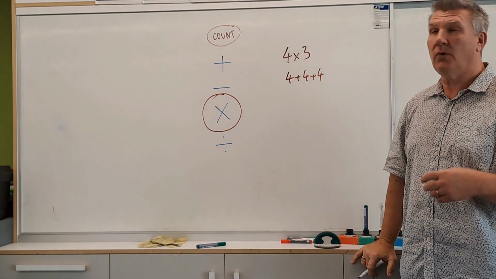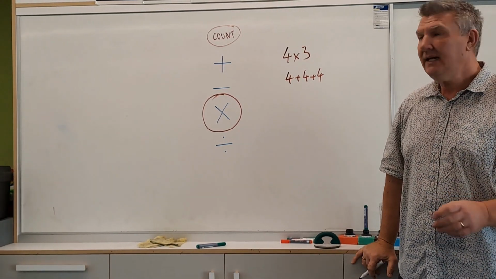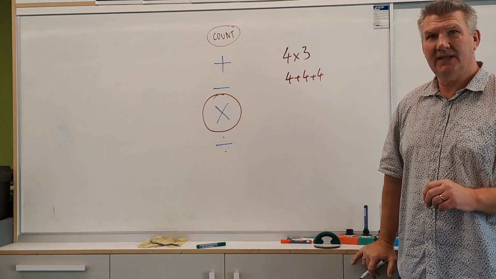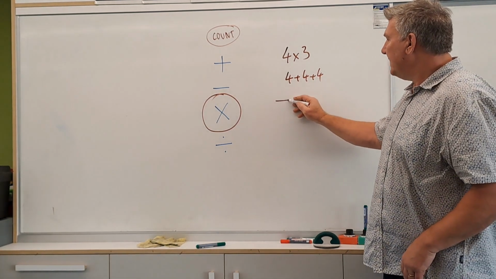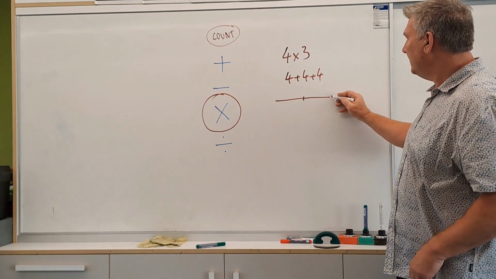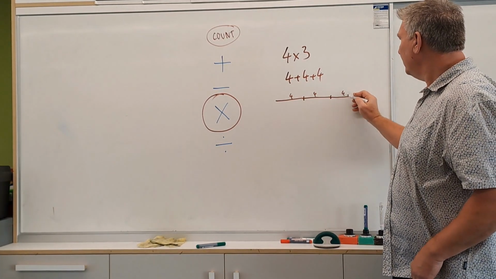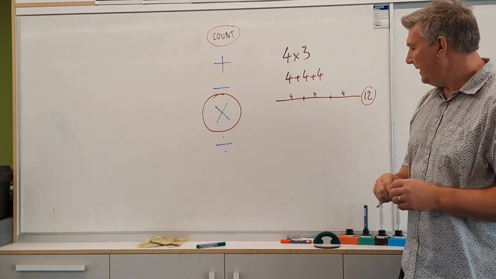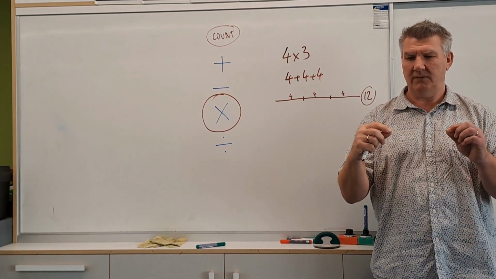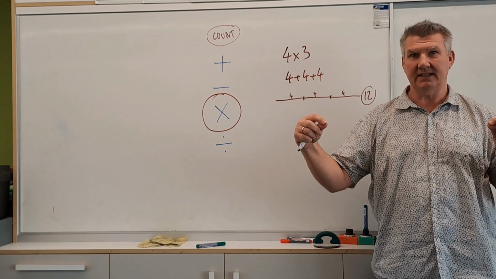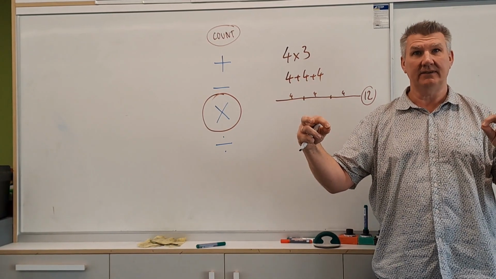3 lots of 4, or 4 lots of 3. So 4 plus 4 plus 4. There is absolutely nothing wrong with this idea at all. But we need to be clear that what we've done is repeated addition. So we've gone 4, we've added another 4, and then we've added another 4. So effectively, I'm holding a line that has the value of 12.